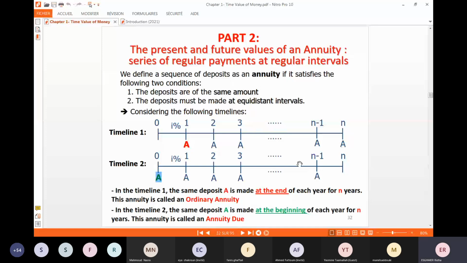So in timeline 1, the same deposit A is made at the end of each year for n years. We call it an ordinary annuity. In timeline 2, we have the same deposits, but the timing of the deposit is not the same. The first one is deposited today. So all the deposits are made at the beginning of each period for n years, for n periods. This annuity is called an annuity due.